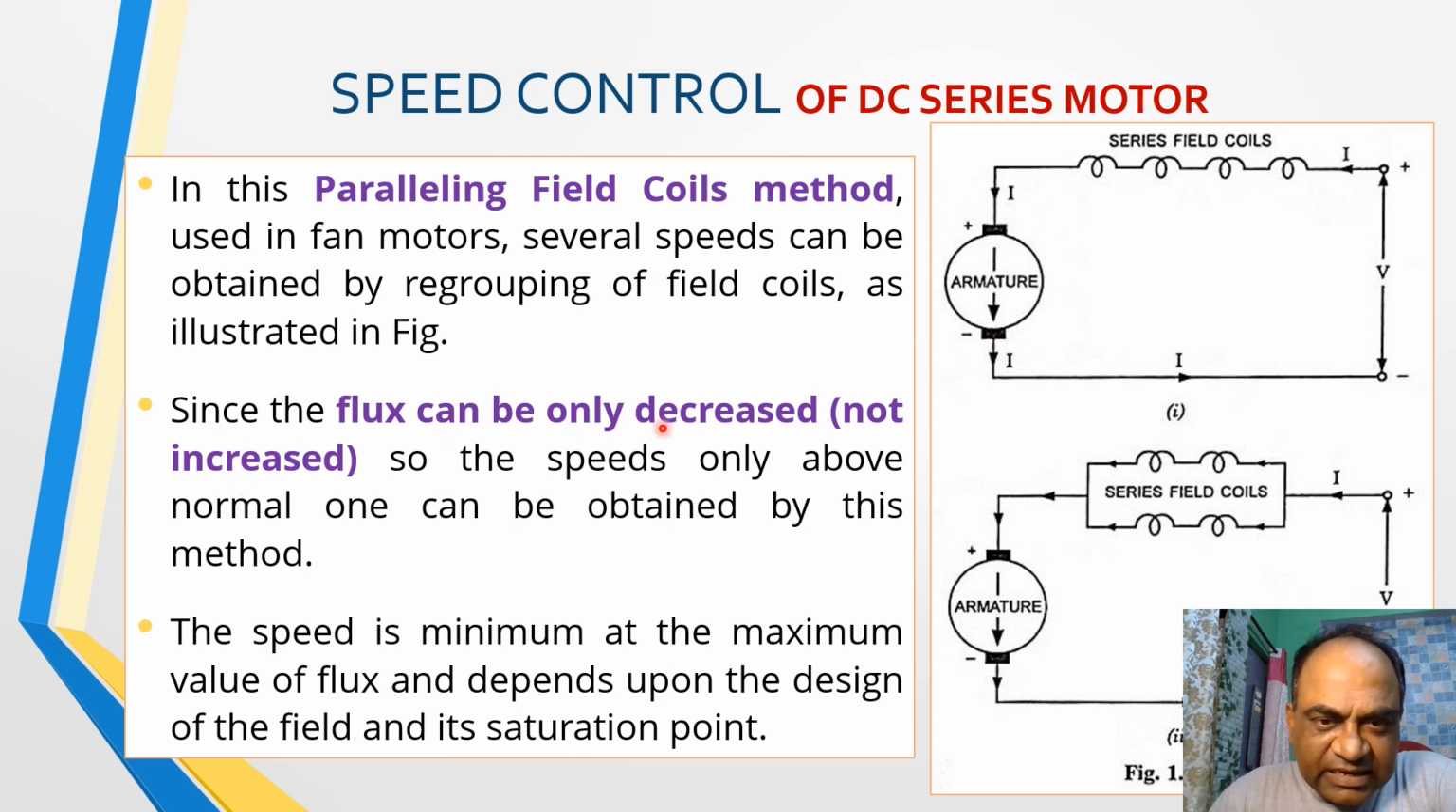And since the flux can be decreased, not increased, the speeds above the normal speed can be achieved in this method and not below. The speed is minimum at the maximum value of the flux and depends upon the design of the field and its saturation point.